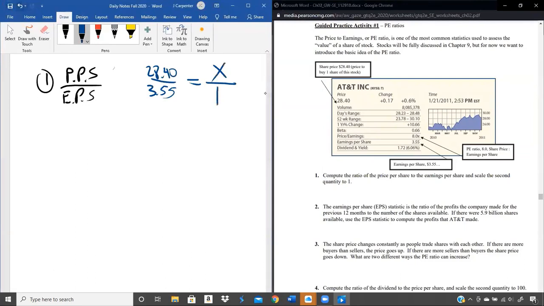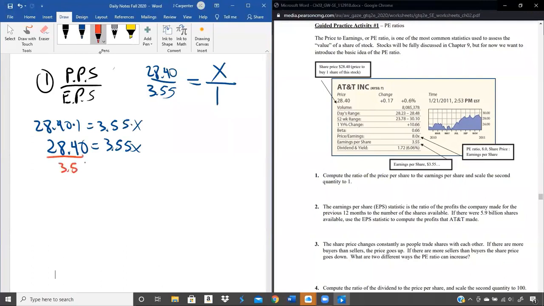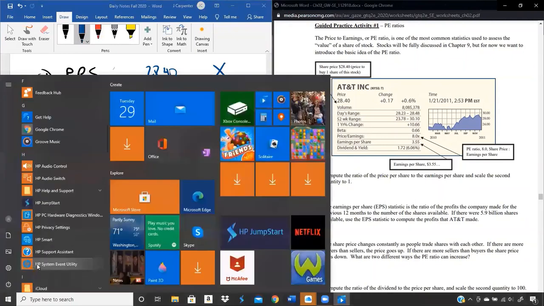We're going to call it X. How do we solve this? We cross multiply. When we cross multiply, we'll get 28.40 times 1 equals 3.55 times X, which is just 28.40 equals 3.55x. Then we're going to divide both sides by 3.55 to solve for x. Again, you've got to know how to do your very, very simple algebra, which says that when we do that division, let's pull out a calculator.